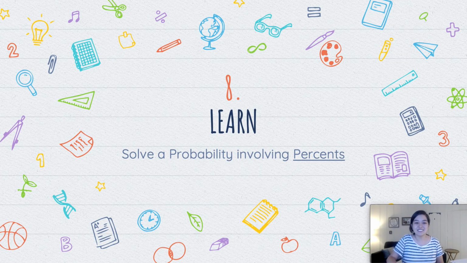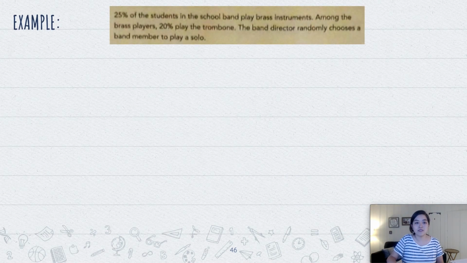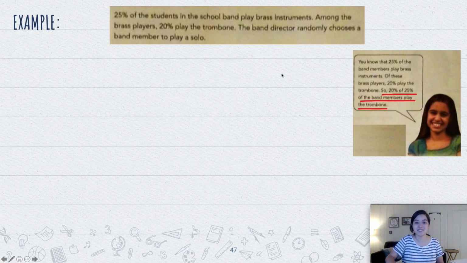Okay, let's solve a probability involving percents. So look at this example. 25% of the students in the school band play brass instruments. Among brass players, 20% play the trombone. The band director randomly chooses a band member to play a solo.